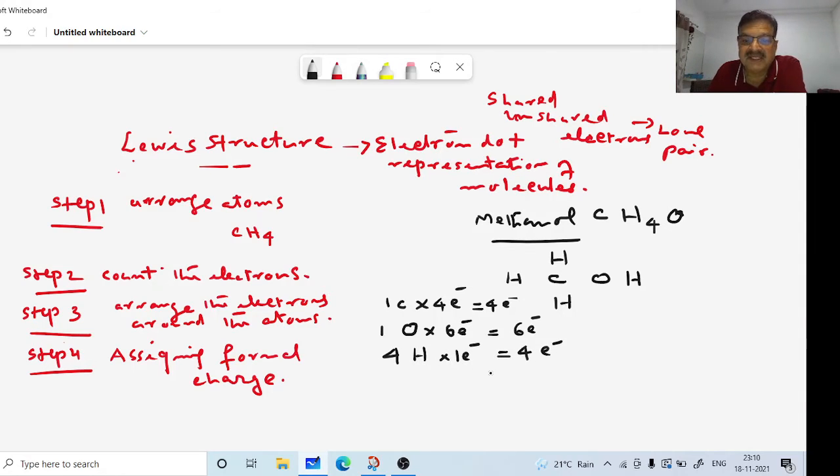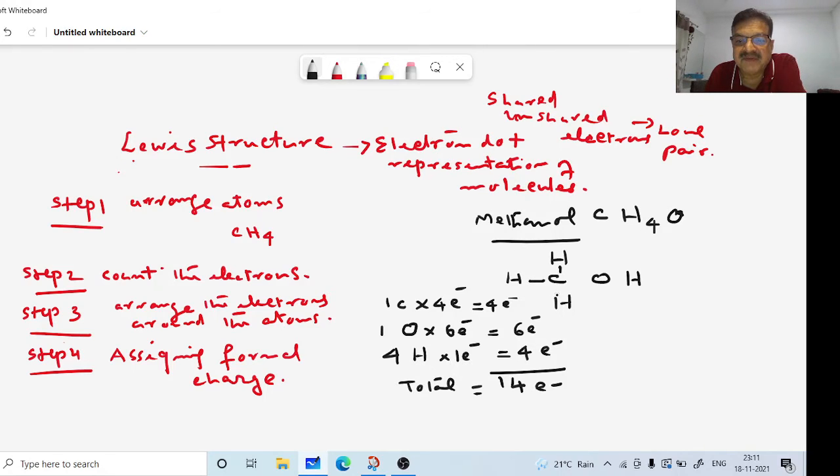So in total, how many electrons here? 14 electrons. Now in drawing the Lewis structure, we should ensure all these 14 electrons have been used, and that the lone pairs are used for completing the octet. Now, if we have to draw this diagram, you have to complete this.